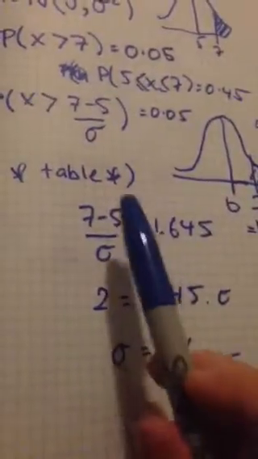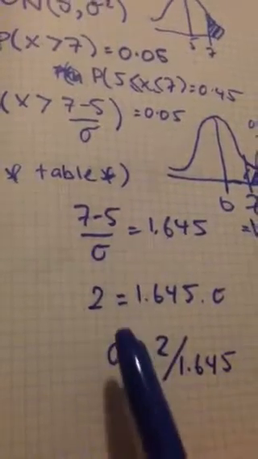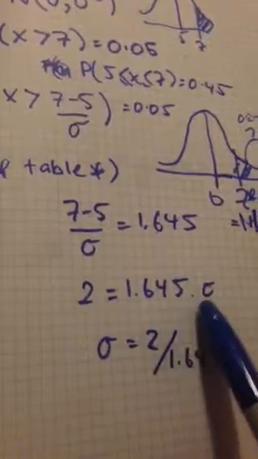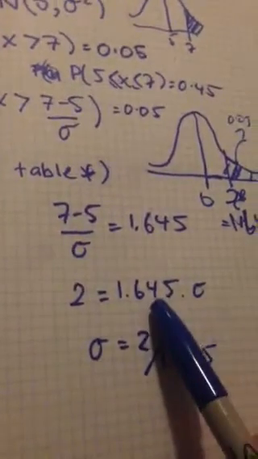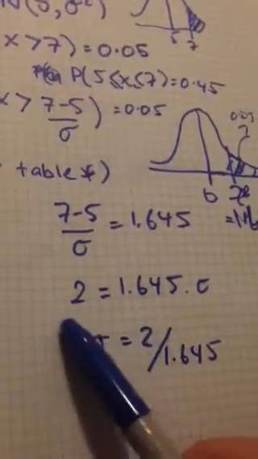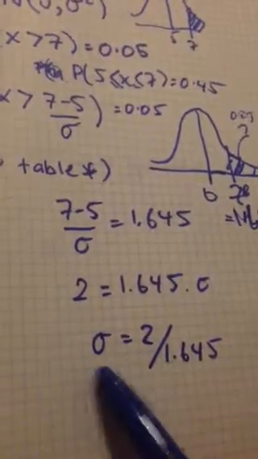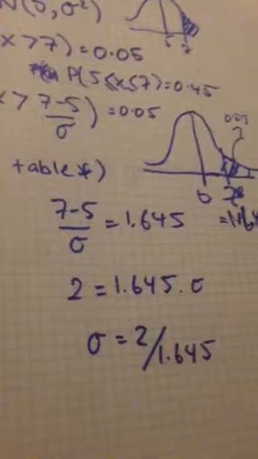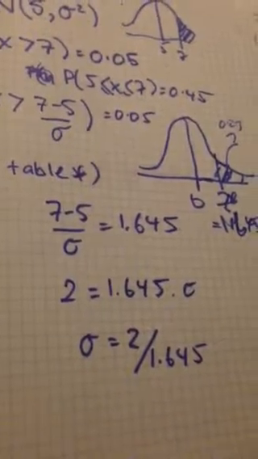So we've got here 7 minus 5 on sigma, so really that's just 2, and then we put sigma on the other side here, so 1.645 times sigma. If I then say take the 1.645 over to this side, and that we have sigma is equal to 2 divided by 1.645. And that's how I'd go about getting that answer in these types of questions.